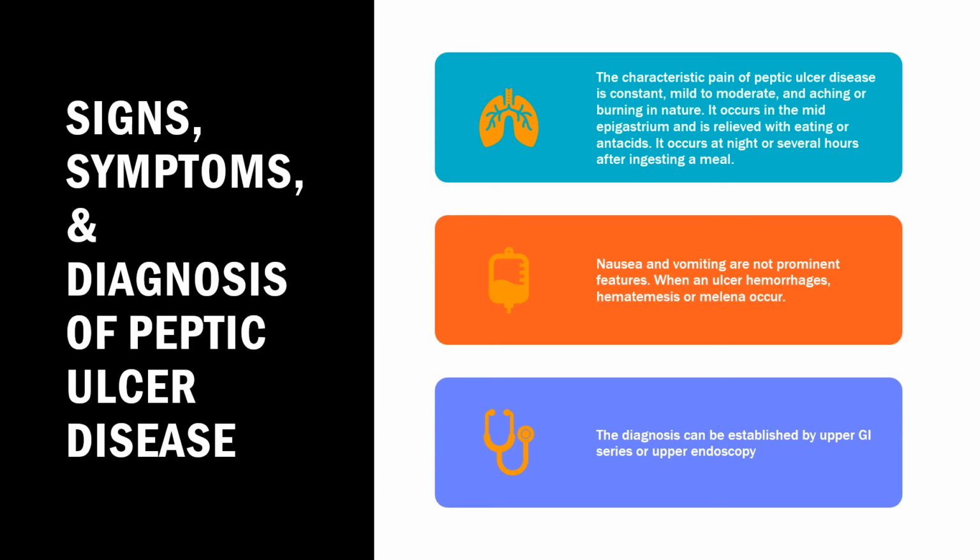Signs, symptoms, and diagnosis of peptic ulcer disease. On physical examination, abdominal tenderness may be present. The stool tests heme positive when gastrointestinal bleeding is present. When bleeding is significant, pallor and hypotension are present.